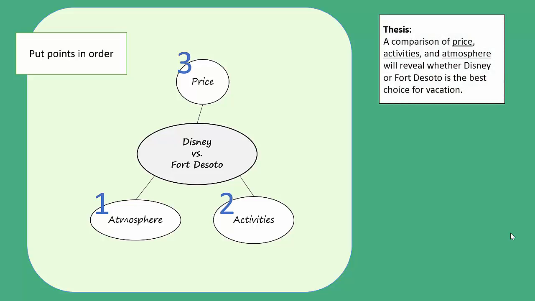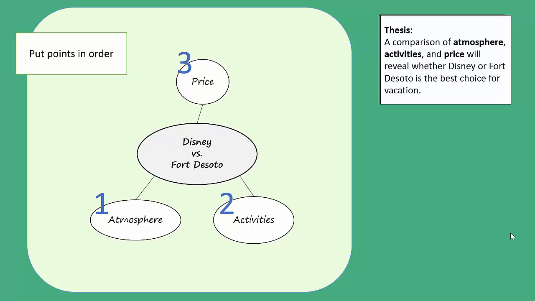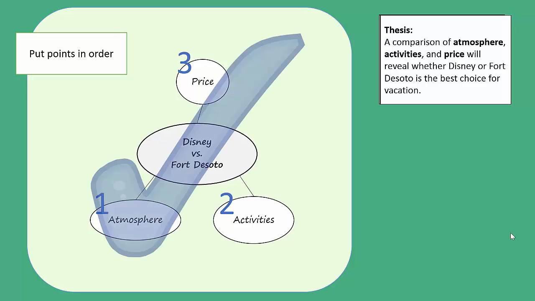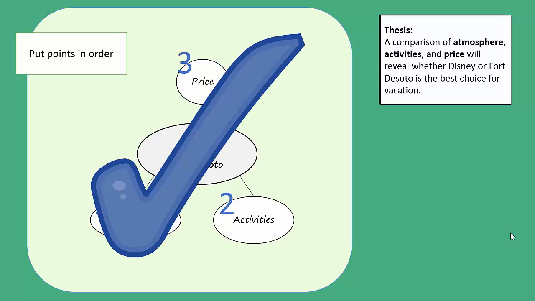Now I'm going to check this order that I've decided against the thesis that I came up with. Well, it looks like now that I've decided on my order, my thesis is a little bit off. So make sure when you introduce your preview of points in the thesis that it goes in the same order that you're going to present those points in the body of the essay. So right now in my thesis I have price first, but I've chosen over here in the body of my essay to put price last. So I'm going to rearrange those. I'll start with atmosphere, then activities, and then price. So I've revised my thesis. I can check this off. It's looking good. My points are in order.